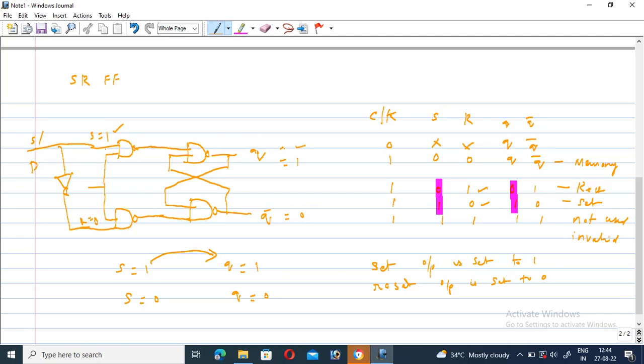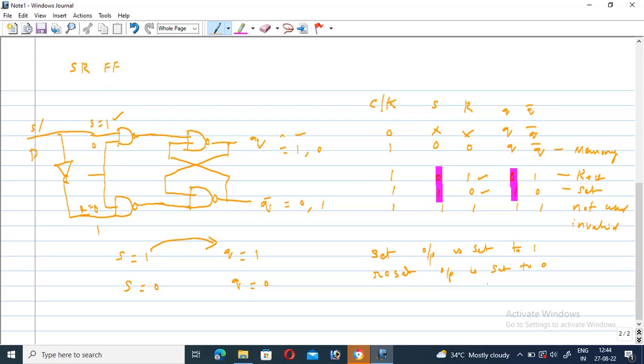So if you are applying S equal to 0, R equal to 1, it acts as a reset condition. At that time Q is equal to 0, Q bar is equal to 1. So from this diagram we can derive the D flip-flop from the SR flip-flop for our simplicity point of view.